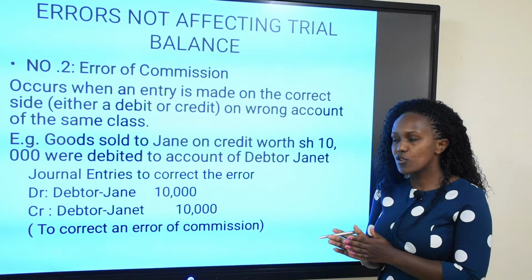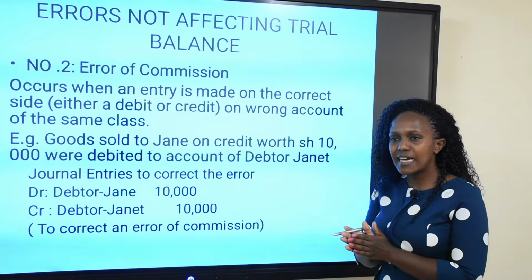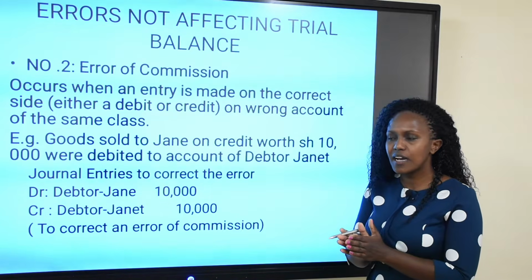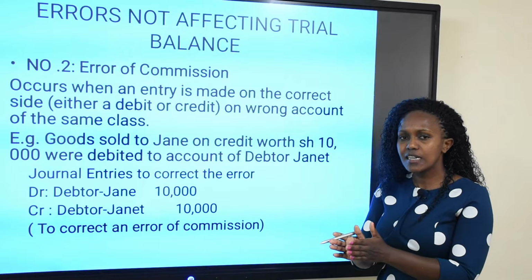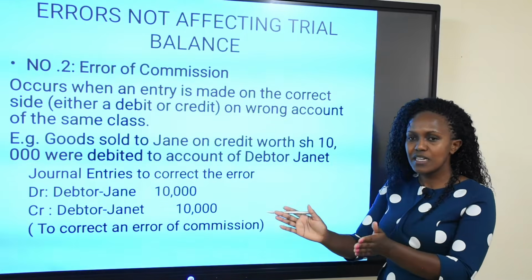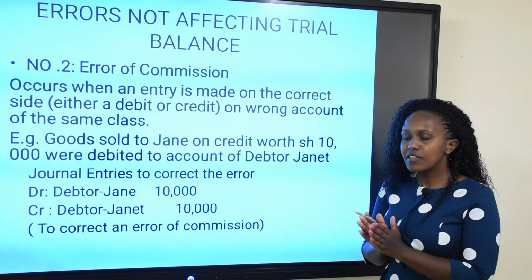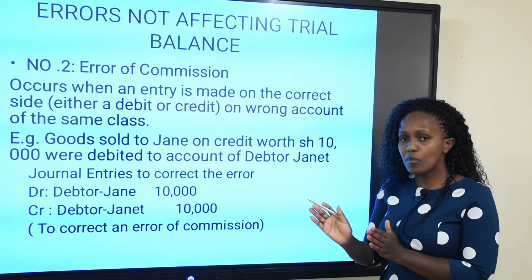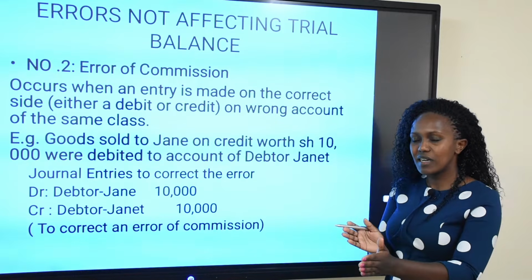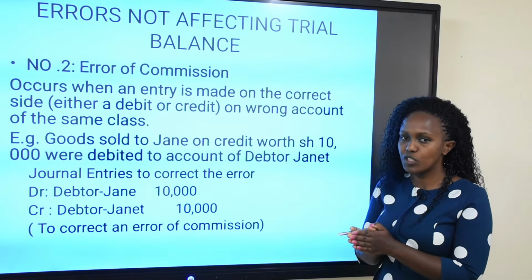For example, you have two debtors. You have debtor A and debtor B. Debtor A has bought some goods on credit, but instead of debiting the account of debtor A, innocently, by mistake, you debit the account of debtor B. Now, the debit has been done. Here simply means you have done the right thing, you have debited, but in the wrong account. But what is common about these two accounts? They are of the same class. Each of them is a debtor. One is debtor A, the other one is debtor B. So that is an error of commission.